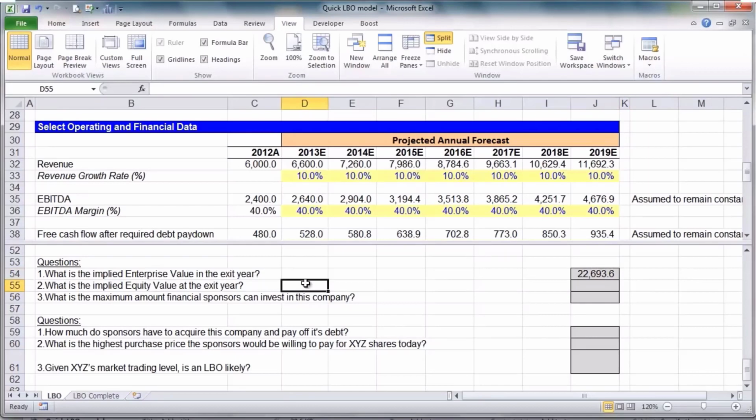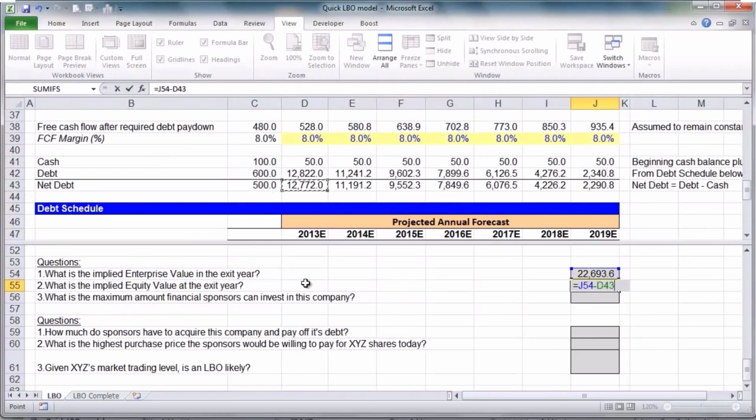Of course, to calculate equity value in the exit year, we take our enterprise value and subtract our projected net debt in that year. Our projected net debt in 2016 is almost $7.8 billion, basically $7.8 billion. So we sell the company for our enterprise value, we get the proceeds, we use them to retire the net debt in our exit year, and we, the financial sponsors, get to keep the equity.